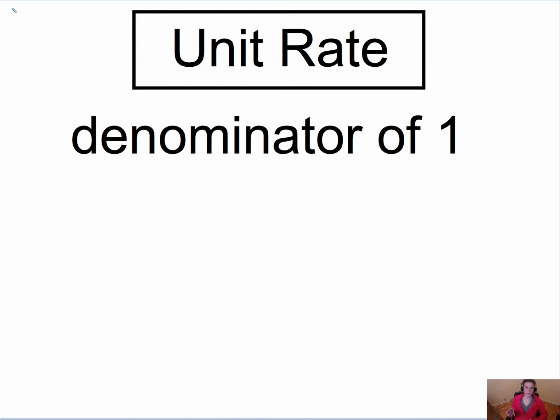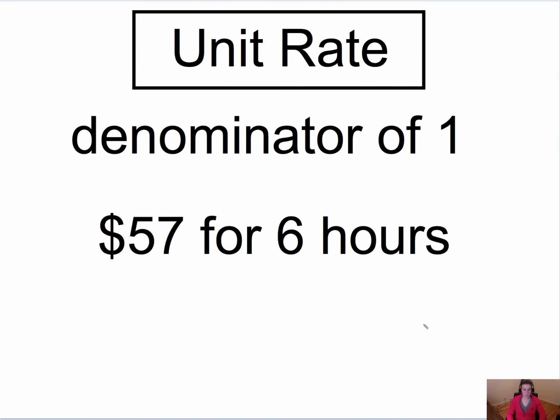All right, so let's talk about a unit rate now. A unit rate, as the name indicates, unit would be one single number. So in a unit rate, you have a denominator of 1. So let's say that I made $57 for 6 hours of work, and I told you to figure out the unit rate. So $57 for 6 hours of work. In order to figure out the unit rate, to make this denominator 1, you would just take 57 and divide by 6. Well, 57 divided by 6 is 9.5.